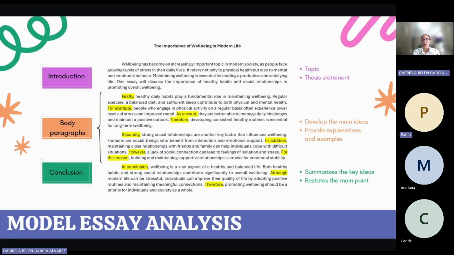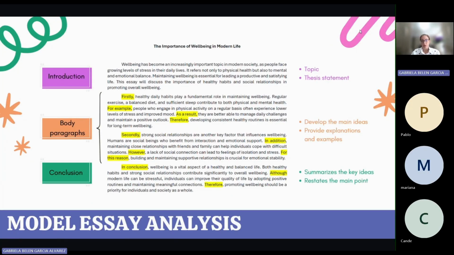And why is it important? Because it already tells you that for this writer, the following paragraphs are going to be about healthy habits and social relationships. In body paragraphs, you usually write one idea and you develop that idea giving examples and explanations. So if you have more ideas, you'll have more body paragraphs.